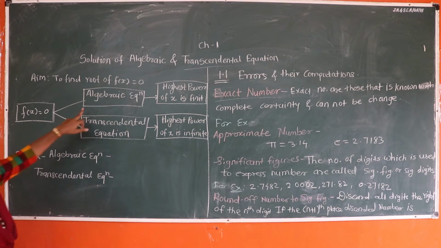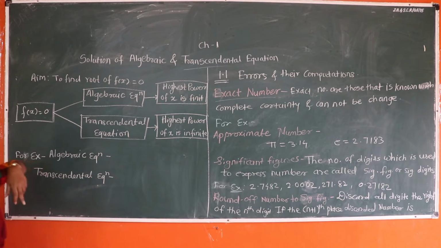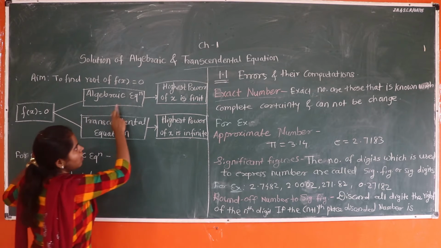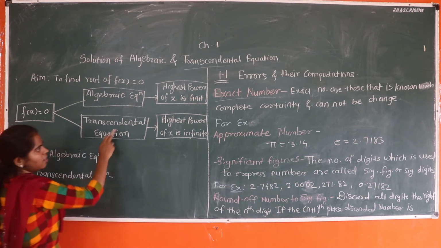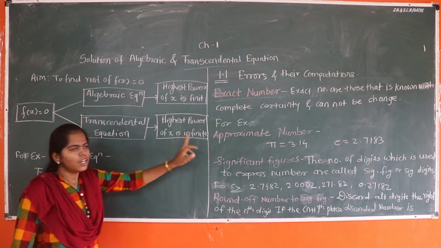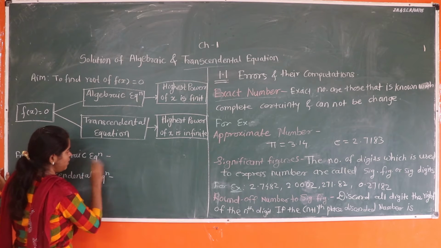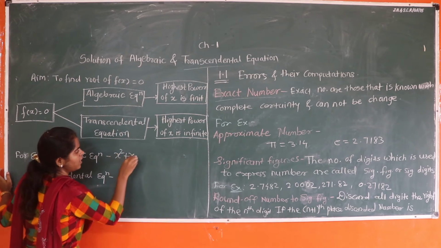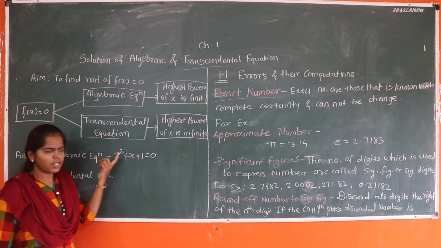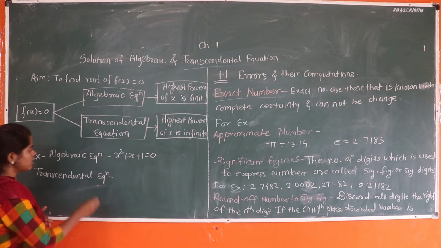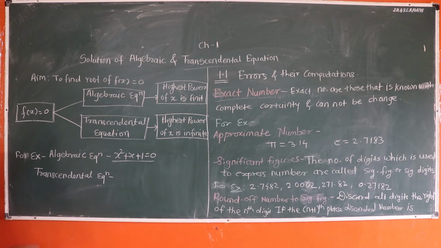So the difference between algebraic equation and transcendental equation is, in an algebraic equation the highest power of x is finite, and in a transcendental equation the highest power of x is infinite. For example, an algebraic equation is x square plus x plus 1 is equal to 0. In this example, the highest power of x is 2, which is finite.